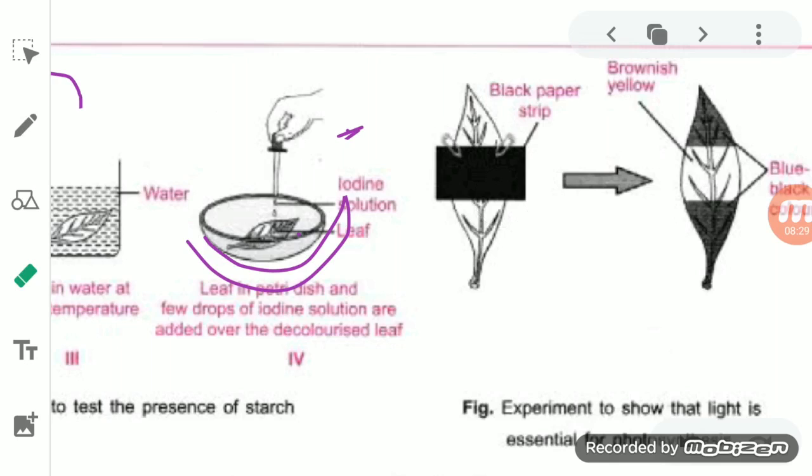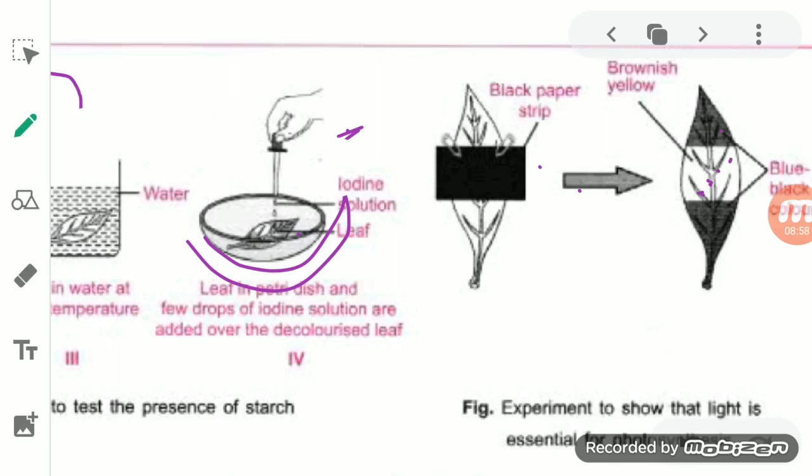So when you drop the iodine solution on the leaf, you will find that the part which was covered with this aluminium foil is colorless, while the part which was not covered by the aluminium foil becomes blue black in color. What does that indicate, students?